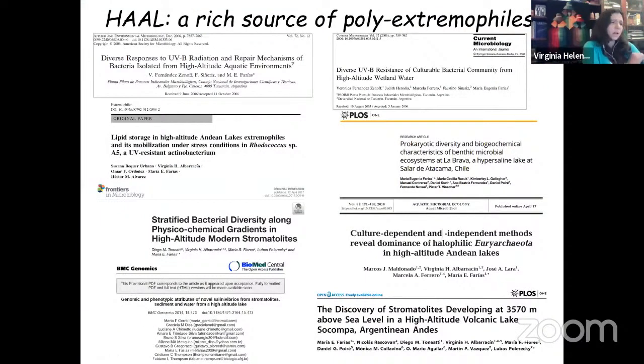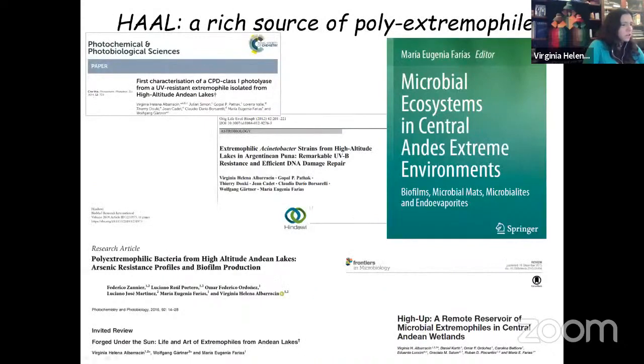After this, if you are interested, you can read all of this about the diversity of polyextremophiles from Hall in all these papers, specifically about all these ecosystems associated with minerals like the stromatolites, the microbialites, and all of that. Here are two reviews about this, and there is also a recent publication on all the microbial ecosystems that are surviving under these conditions in the Central Andes region.